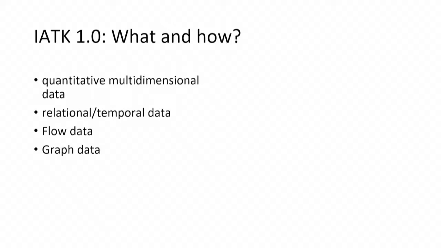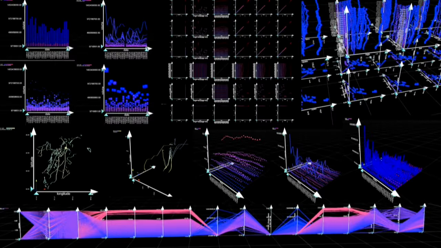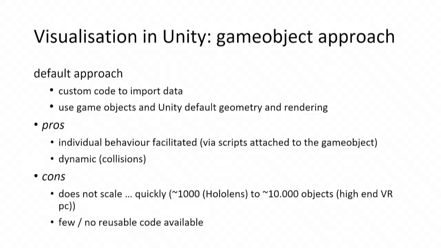So very briefly, I think everybody wants to have live demos and stuff. So what can we visualize with IATK? We can visualize quantitative multidimensional data, relational temporal data, flow data, graph data with some custom scripting, but we're going to bring that very soon into the editor. And we can basically create all those types of visualizations just by manipulating these scripts. So I'm not going to describe them all here. I'm just going to show you how to build them live with you.